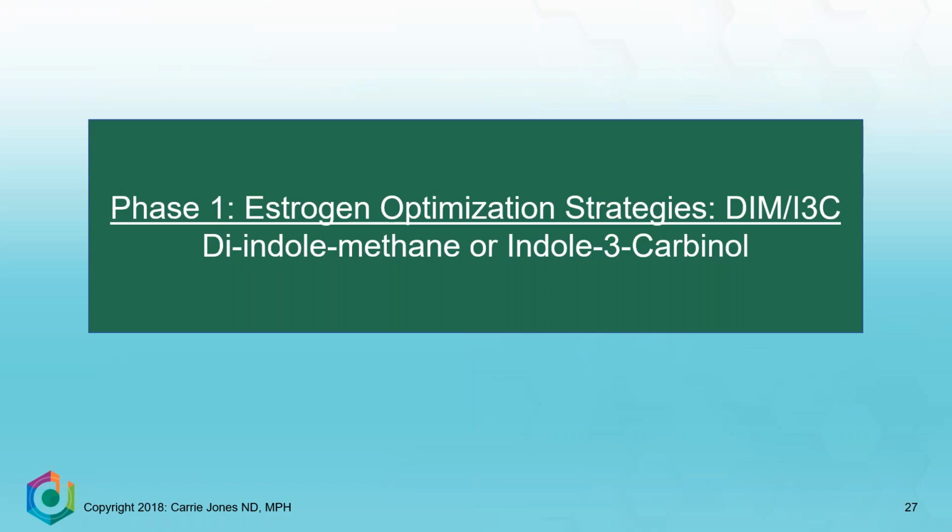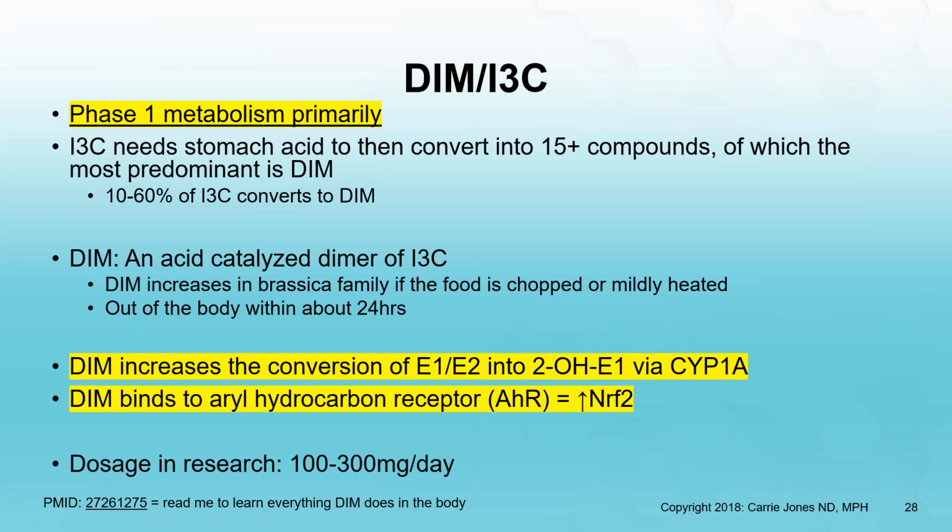So let's talk about diindolylmethane and where it comes from, indole 3-carbinol or I3C. If you have somebody that has a phase 1 problem, you're going to consider diindolylmethane or indole 3-carbinol. The problem though with indole 3-carbinol is that it needs stomach acid to convert into a lot of things, one of which is DIM, or diindolylmethane. So if you have a patient with very poor stomach acid, or they're on acid blockers or proton pump inhibitors, then indole 3-carbinol may not be the right supplement for them.